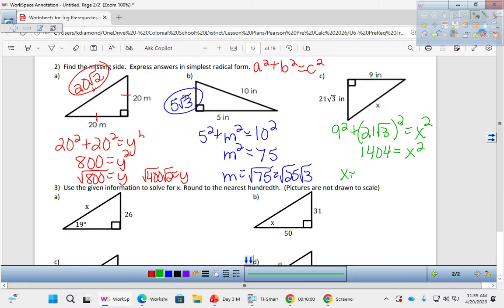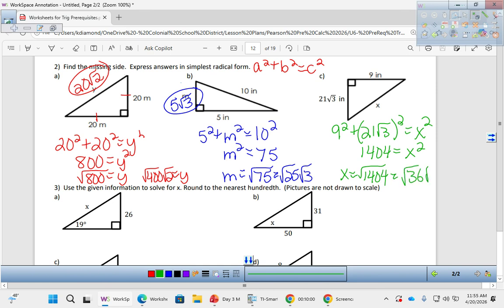So x is going to be the square root of that. And I just want to see if that simplifies. So I'm going to do 1404 divided by x. And I'm looking for a perfect square in my y1 column. I'm just going down my list here and seeing if I'm finding any. So far, 36. So I hit 36.